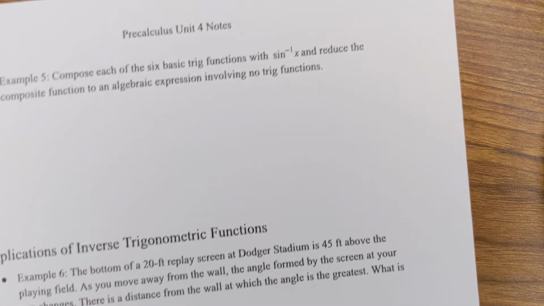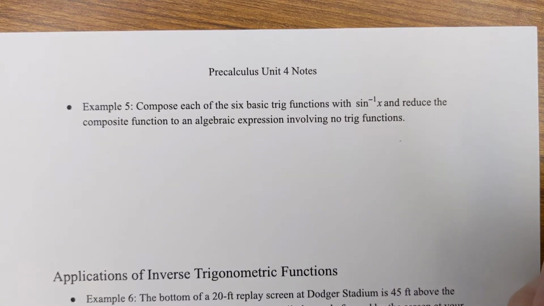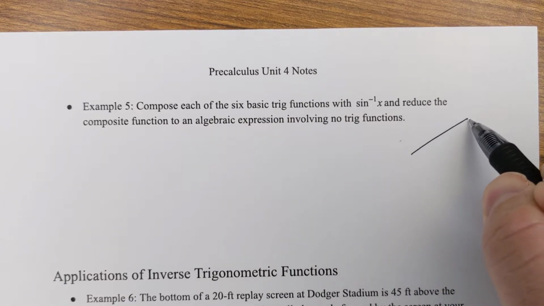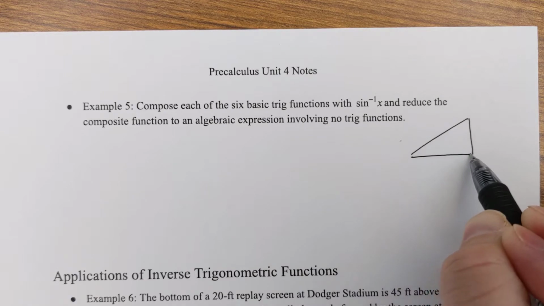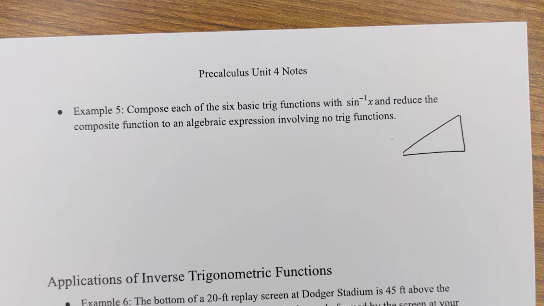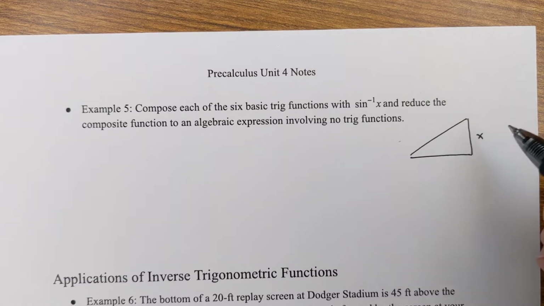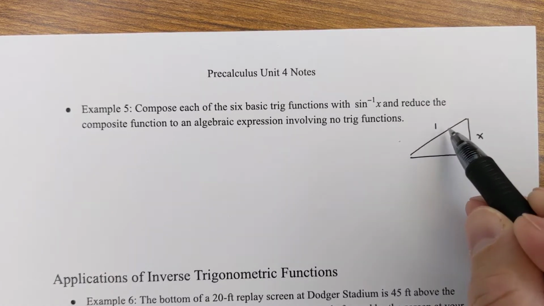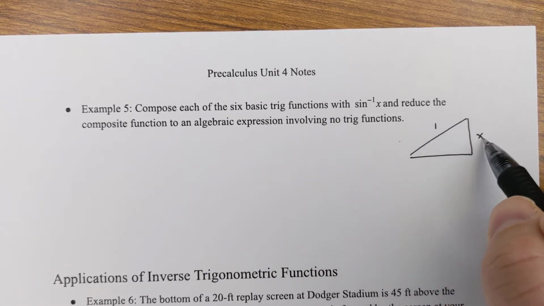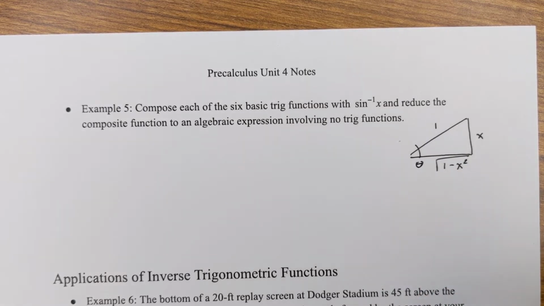Okay. So, example 5: compose each of the 6 basic trig functions with the inverse sine of x and reduce the composite function to an algebraic expression involving no trig functions. What we're doing here is we're going to have to build a triangle in order to do this. So the inverse sine of x, so here's x, here's 1, because its sine is opposite over hypotenuse. Which means I can find this side using Pythagoras. So a squared minus b squared, take the square root. So that's 1 minus x squared. My angle's down here, theta.